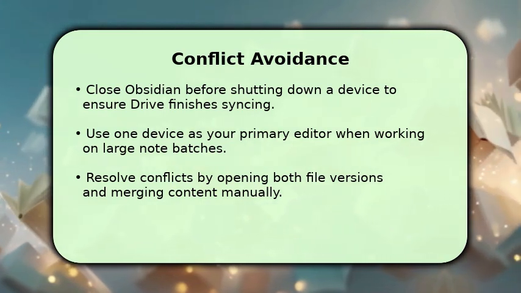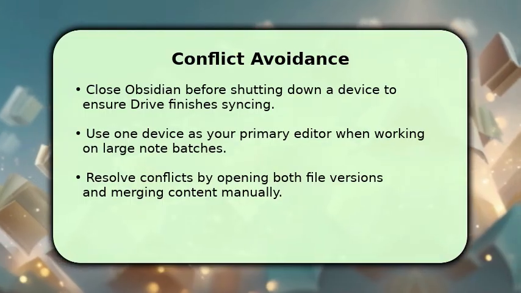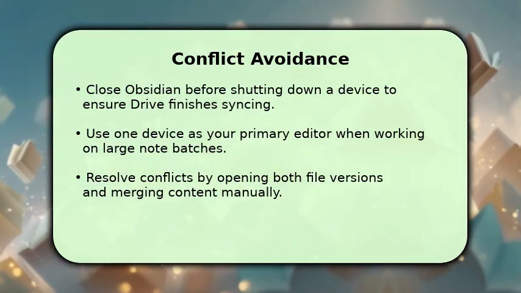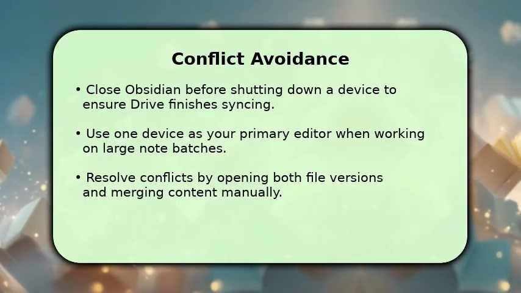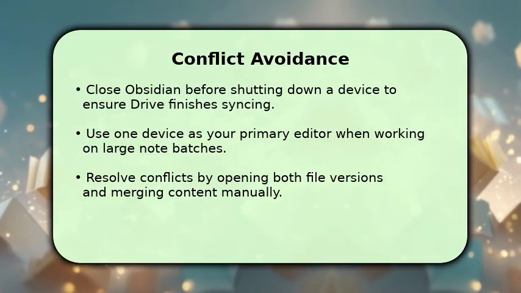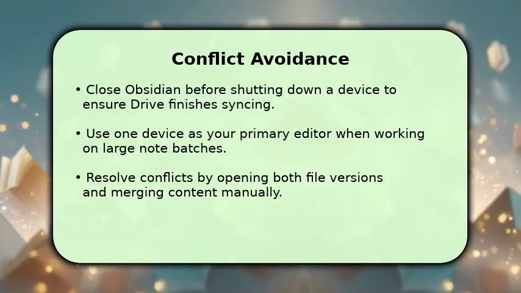If Drive creates conflicting copies, open both versions, compare timestamps, and merge manually within Obsidian to preserve links and tags. Regularly back up your vault to a secondary location to protect it.